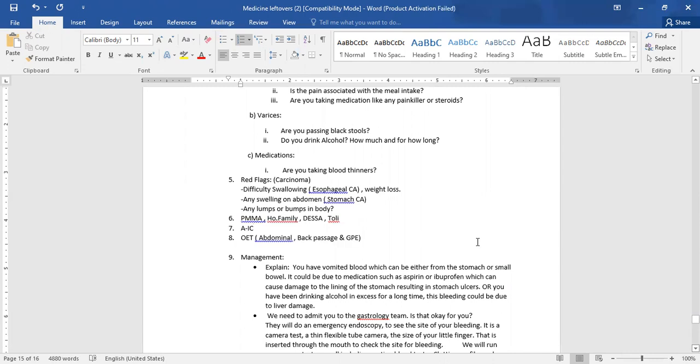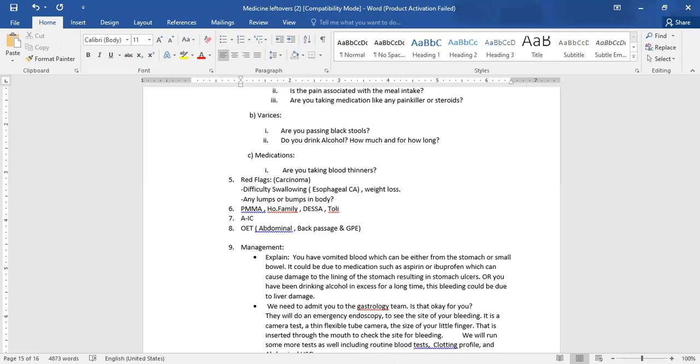So do you have difficulty swallowing? Have you noticed any weight loss? Is there any swelling on the abdomen? Have you noticed any lumps and bumps anywhere in your body? And then ask the rest of the questions like PMH, family history, drug history, social history, just the relevant questions. People, do not ask extra irrelevant questions. They are not going to mark you if they see that this student is asking too many questions. No, not at all. Their criteria are totally different.